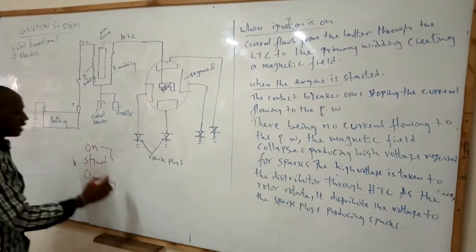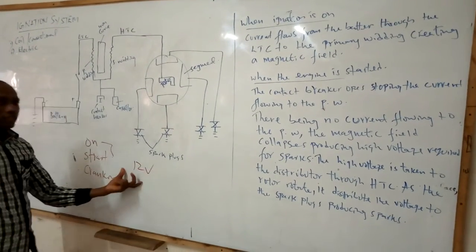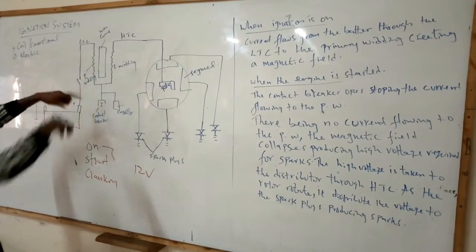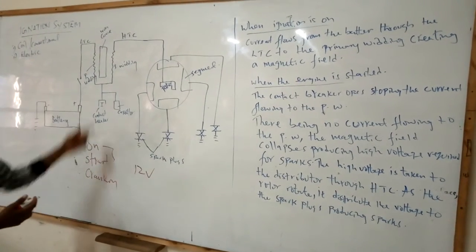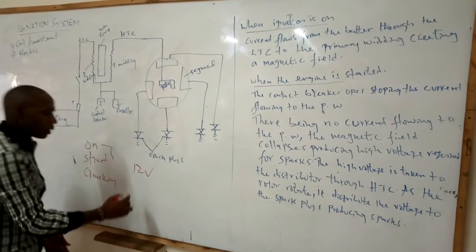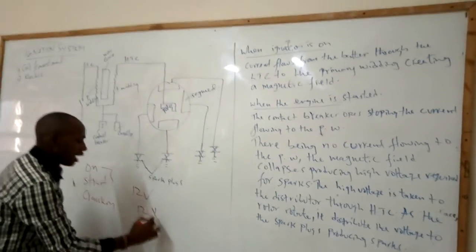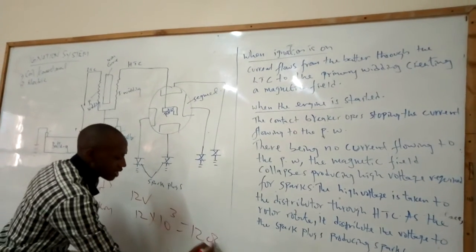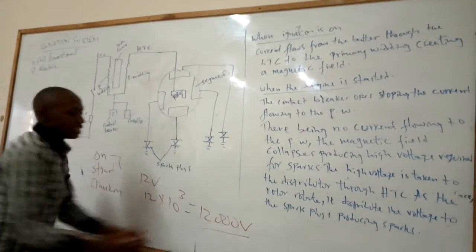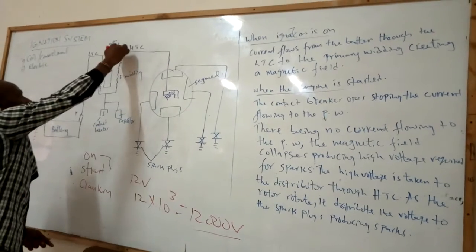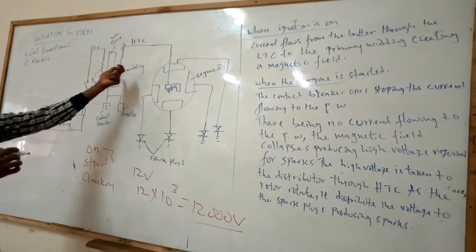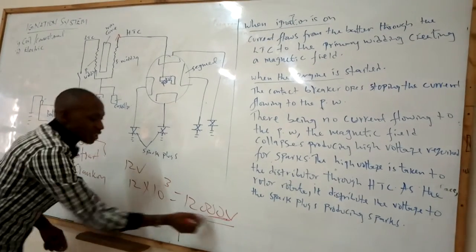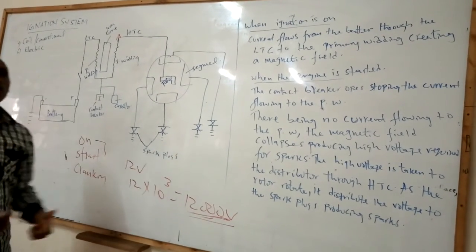Remember, the battery is only 12 volts. This primary winding and solenoid is able to multiply the 12 volts by 10 to the power of 3. This is equivalent to 12,000 volts. This is a very high voltage that is coming from the secondary winding. So this is the voltage required to produce sparks at the spark plugs.